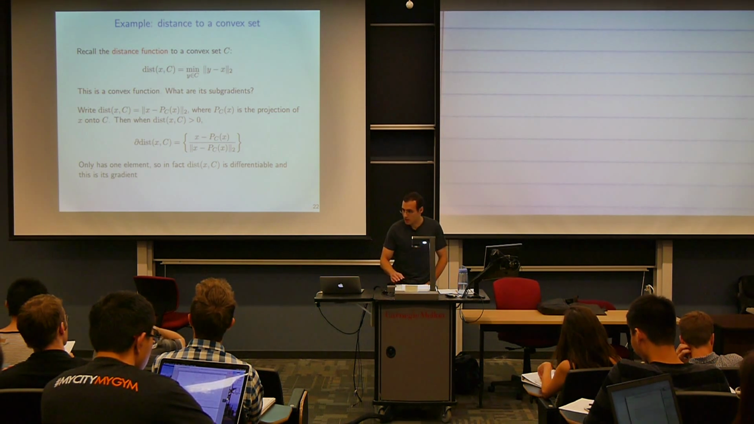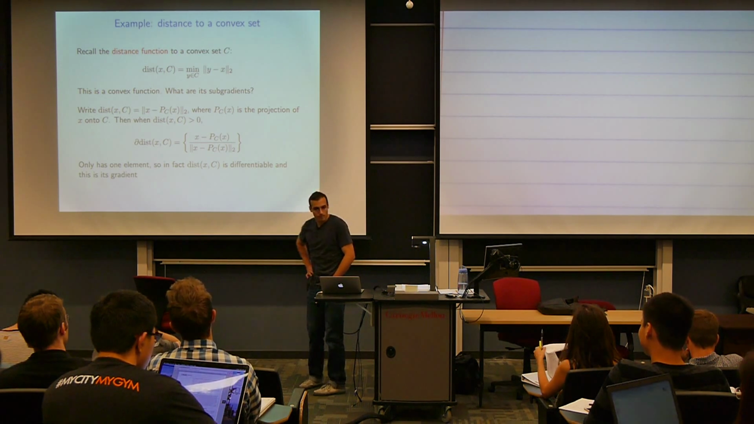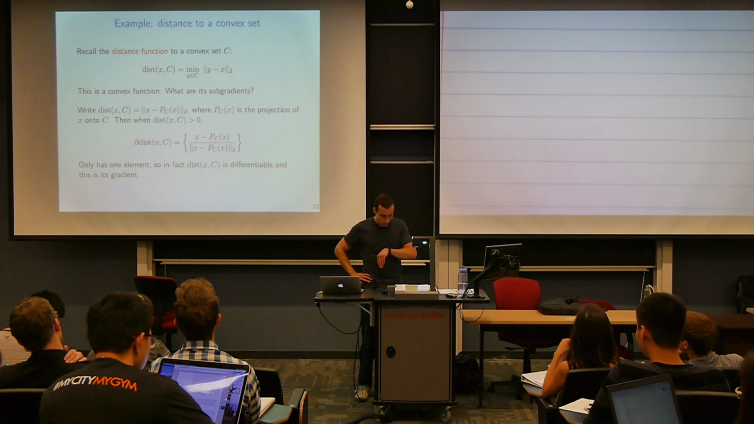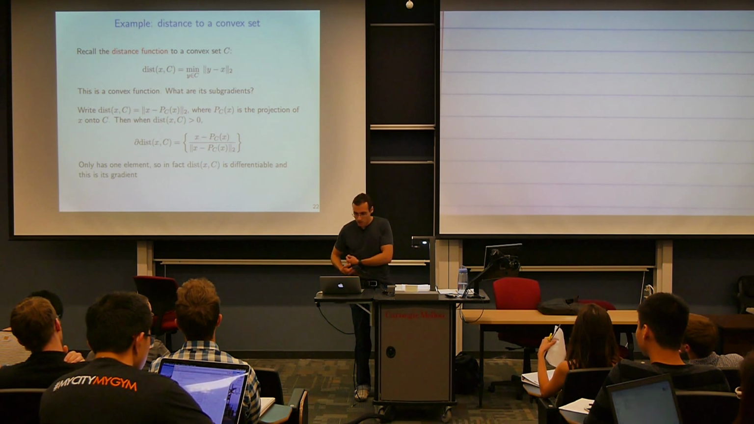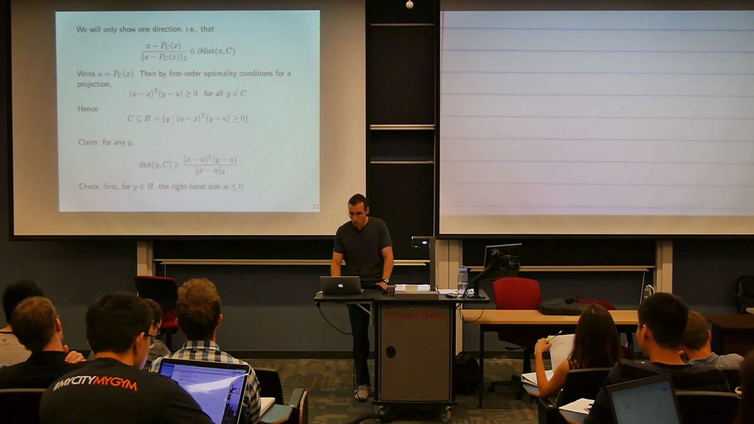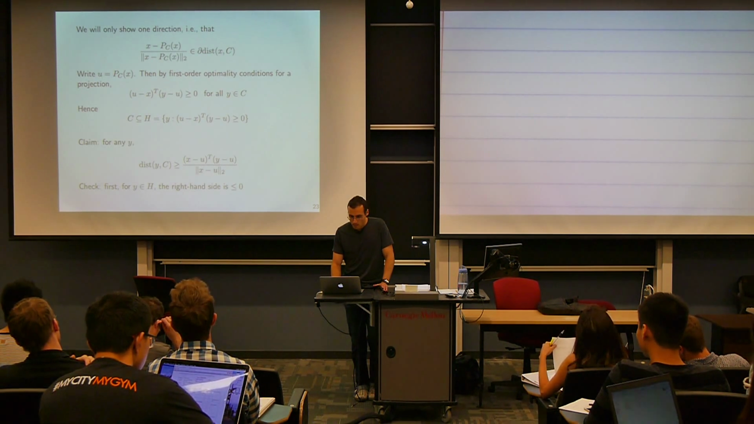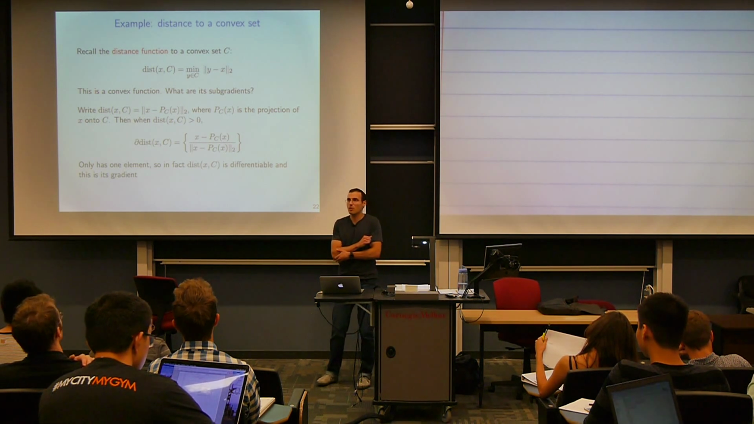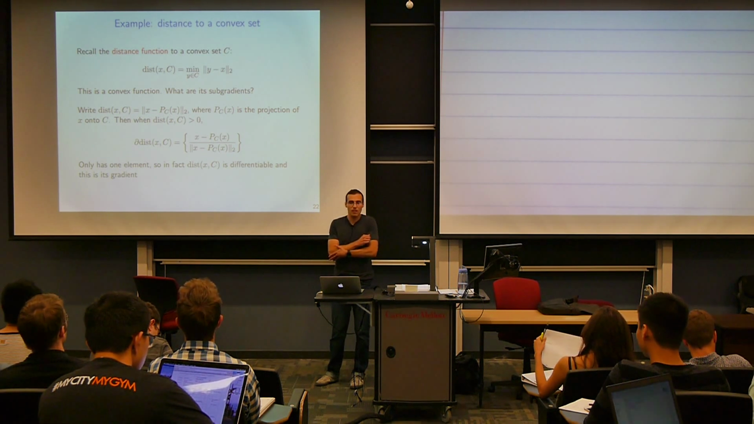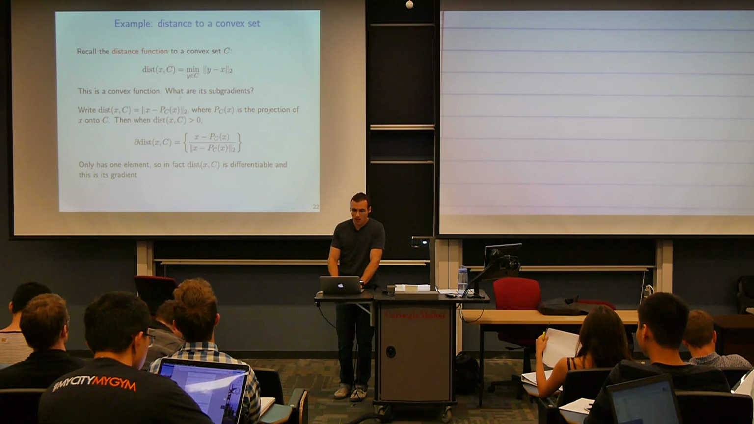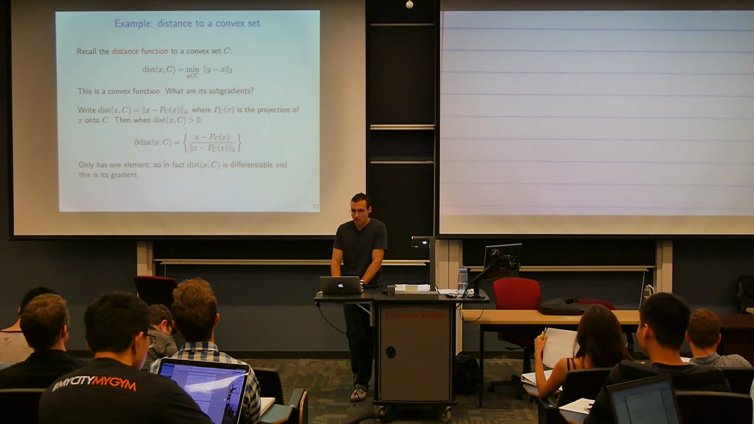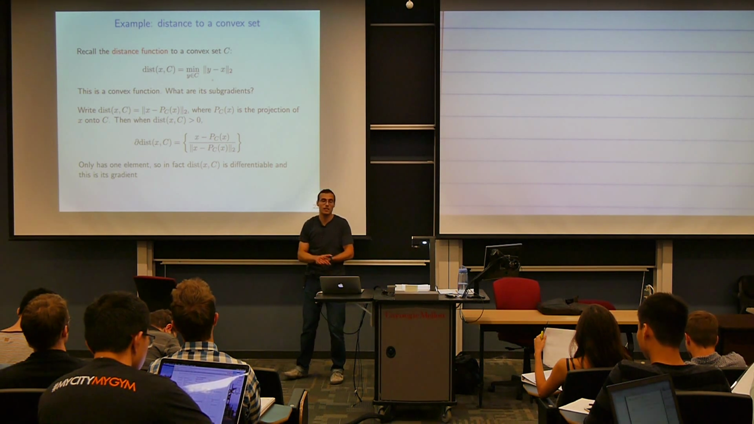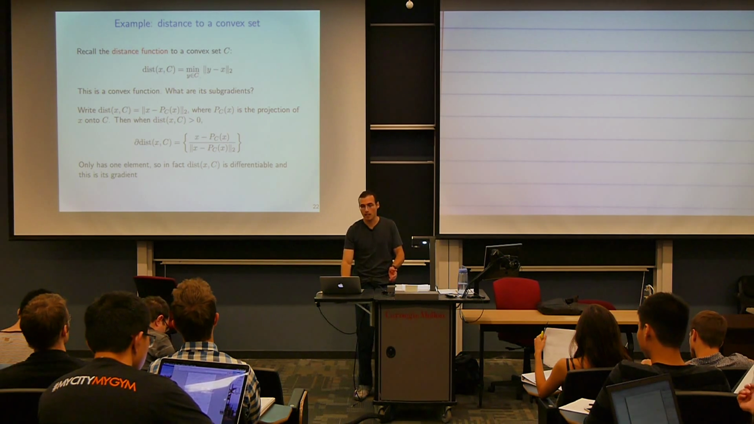The function in question is the distance to a convex set. We're going to skip through some details, but I'm going to show you how one would prove that the distance function has certain subgradients at a point x. Remember, the distance function to a convex set is defined as the minimum value over all points y in the set of the two norm of y minus x. That's the distance from x to the set C.